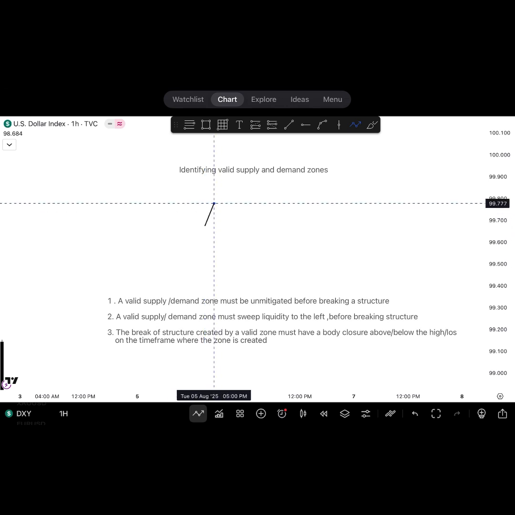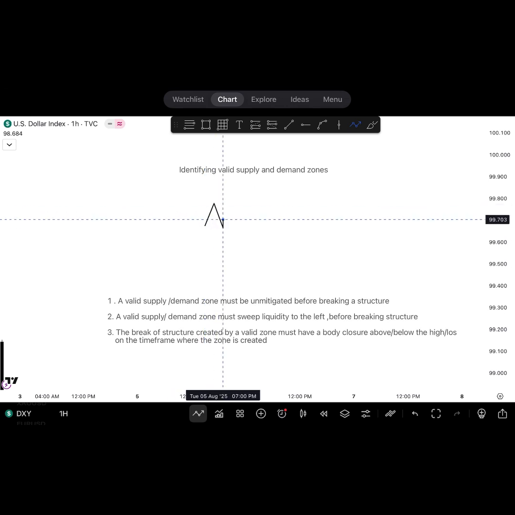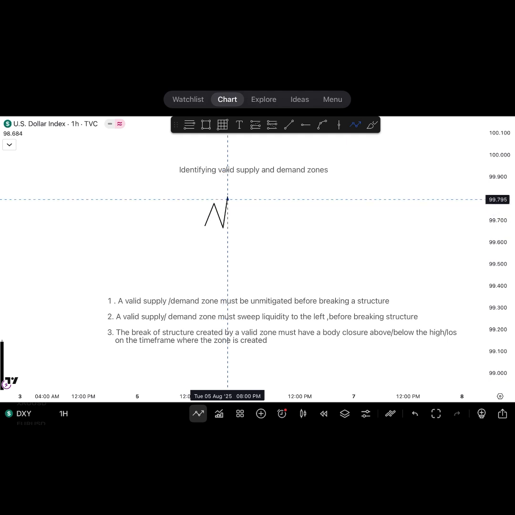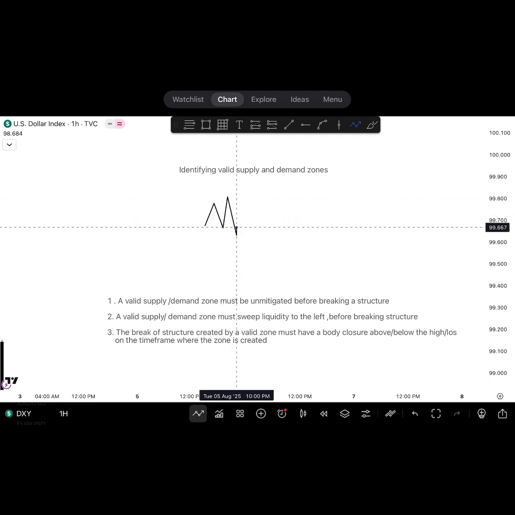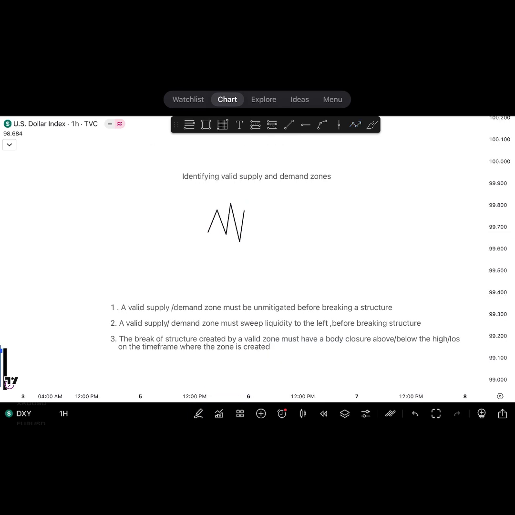Okay, let's assume price is making higher highs and higher lows. Higher highs, higher lows. Then automatically price gets here. This particular area right here, we can identify as our supply zone. And what will happen next? Price sharply reverses and sells. And the opposite for a demand zone.